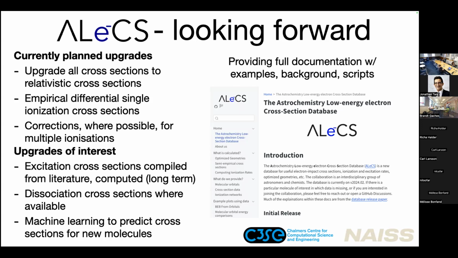Doing dissociation cross sections is a little bit harder, but still viable. And one thing that's been brought up in the past week or two, since I guess last Wednesday or so, is doing machine learning to try and predict cross sections for new molecules.